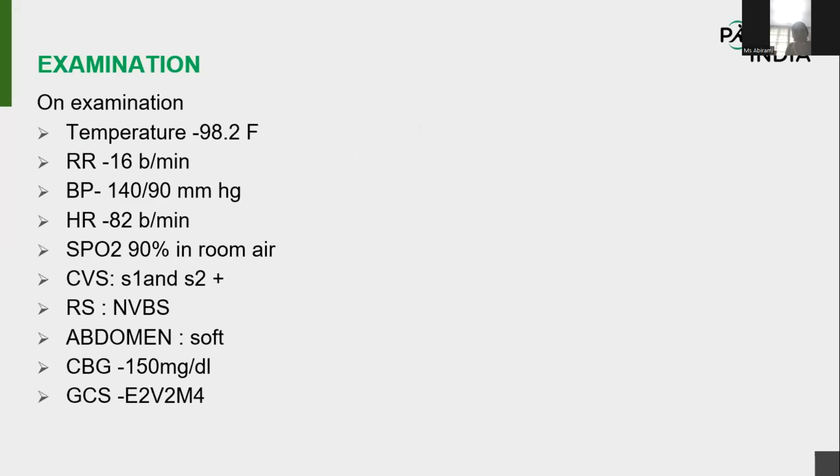On examination, the temperature was 98.2 degrees Fahrenheit, respiratory rate 16 breaths per minute, blood pressure 140/90, heart rate 82 beats per minute, and saturation 90% on room air. Cardiovascular system, S1 and S2 sounds are present. Respiratory system, vesicular breath sounds are normal. Abdomen was soft, blood glucose level is 150, and GCS level was E2, V2, M4.